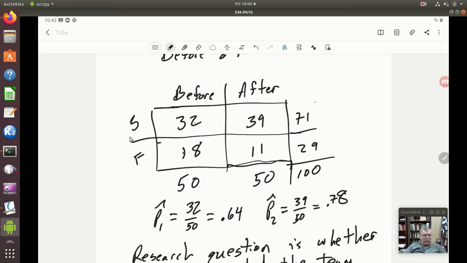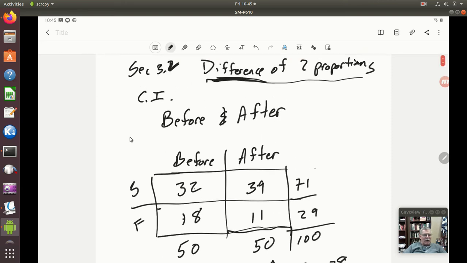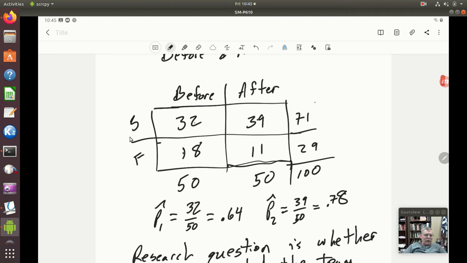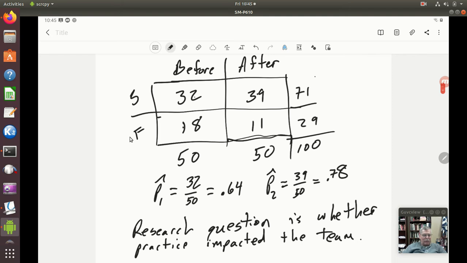Before successes, after successes, before failures, after failures. Okay, so just keep in mind that a lot of words are very similar. I mentioned two proportions, but now in 3.2 we're trying to decide, is there a difference in the two proportions?